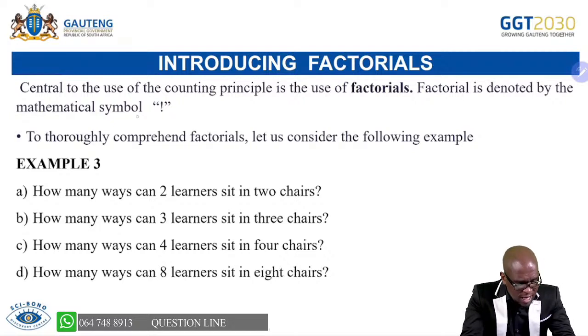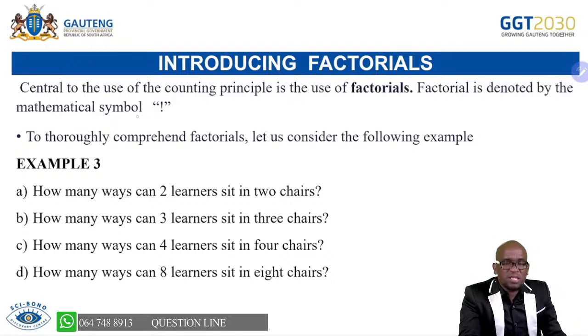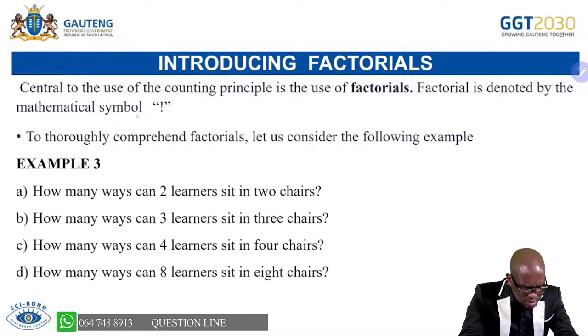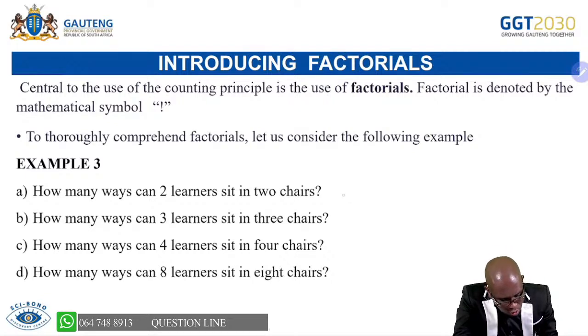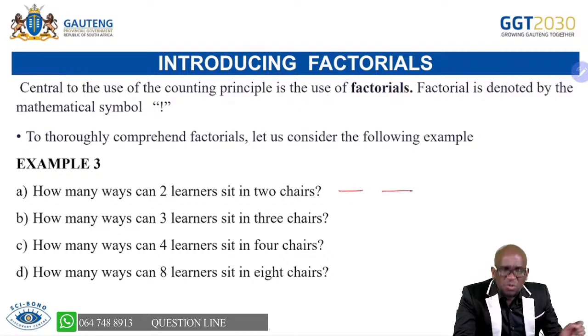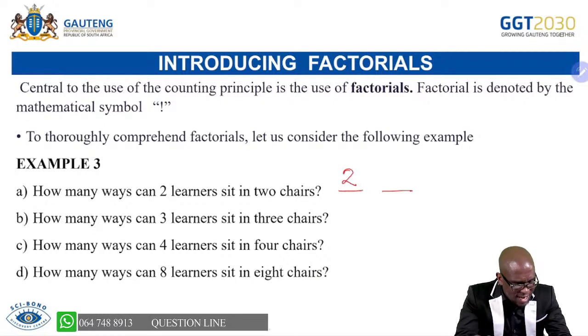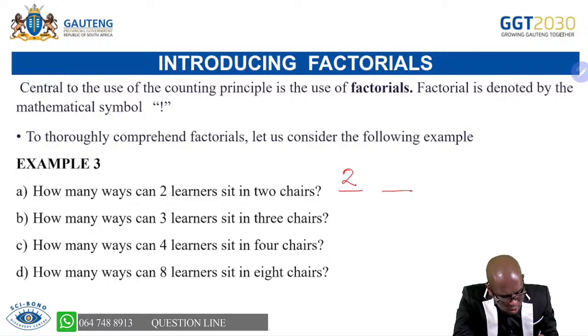To thoroughly comprehend the use of factorials, let us consider the following example. How many ways can two learners sit in two chairs? So we have two chairs, we have two learners. So for the first chair, there are two options. Because learner 1 has equal chances of sitting in chair 1.